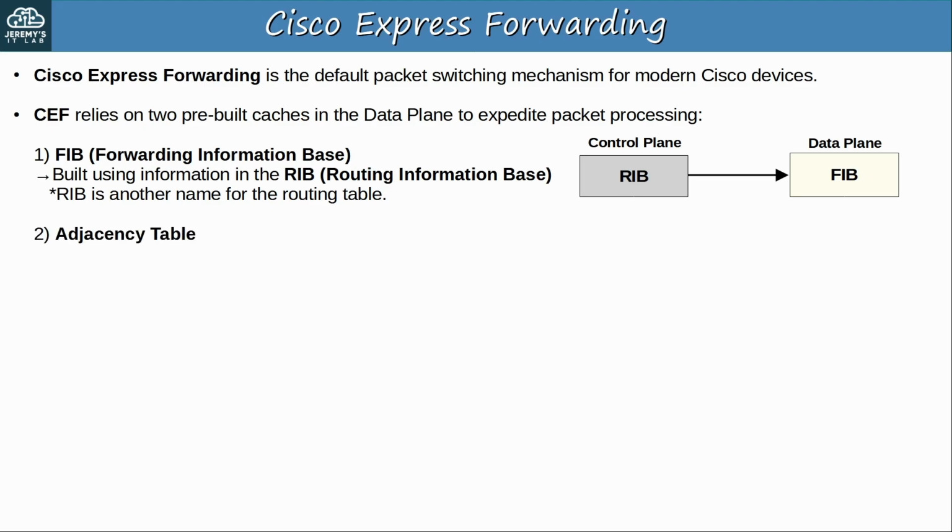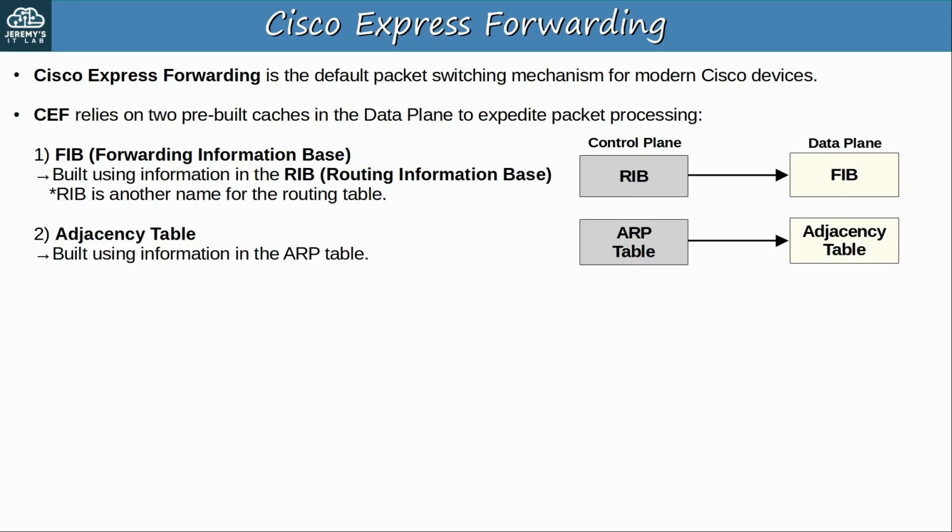Then, the second cache CEF uses is the Adjacency Table. It's built using information in the ARP table. So, to put it simply, the FIB gives layer 3 information about the next hop, and then the Adjacency Table gives layer 2 information, so the router can add the correct Ethernet header to the packet.